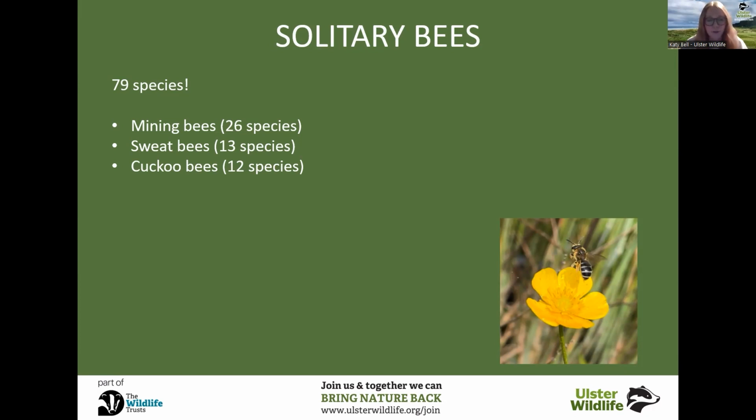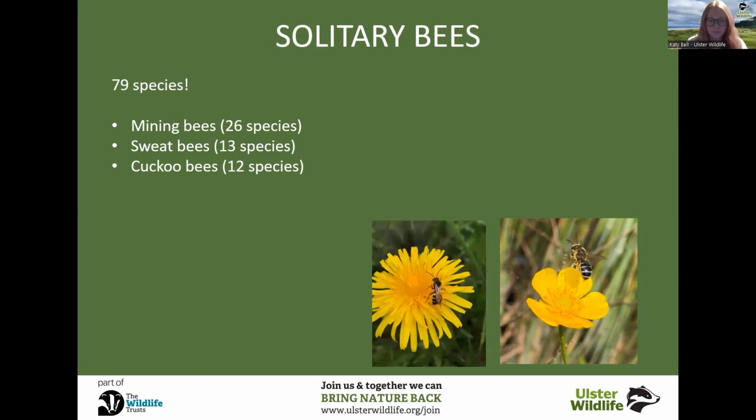Cuckoo bees, so we have 12 species of cuckoo bee. Again, they do a similar thing to our cuckoo bumblebees. They're parasites basically, and most of our cuckoo bees parasitize our mining bee species. This is a little species of Nomada here, a Nomada cuckoo bee, and it's on a dandelion for scale.